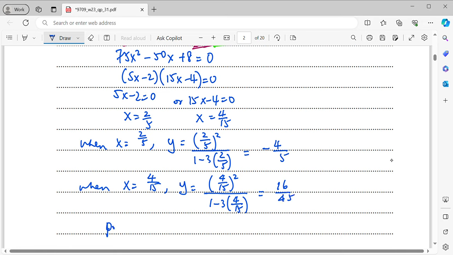Therefore, my points will have coordinates of 2 over 5, negative 4 over 5. This is my first point, and then my second point is 4 over 15, and the y coordinate is 16 over 45. So this is the solution for question number 1.